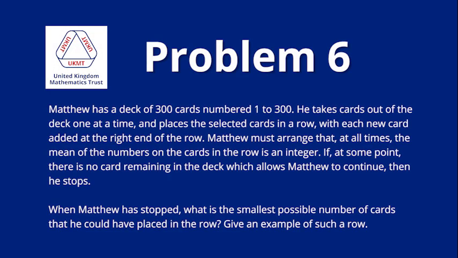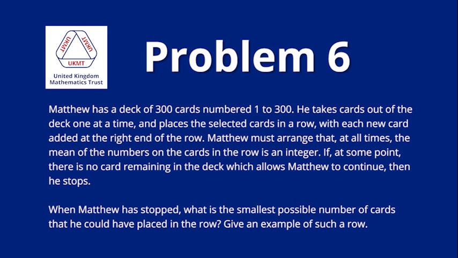Problem 6. Matthew has a deck of 300 cards, numbered 1 to 300. He takes cards out of the deck one at a time and places the selected cards in a row, with each new card added at the right end of the row.